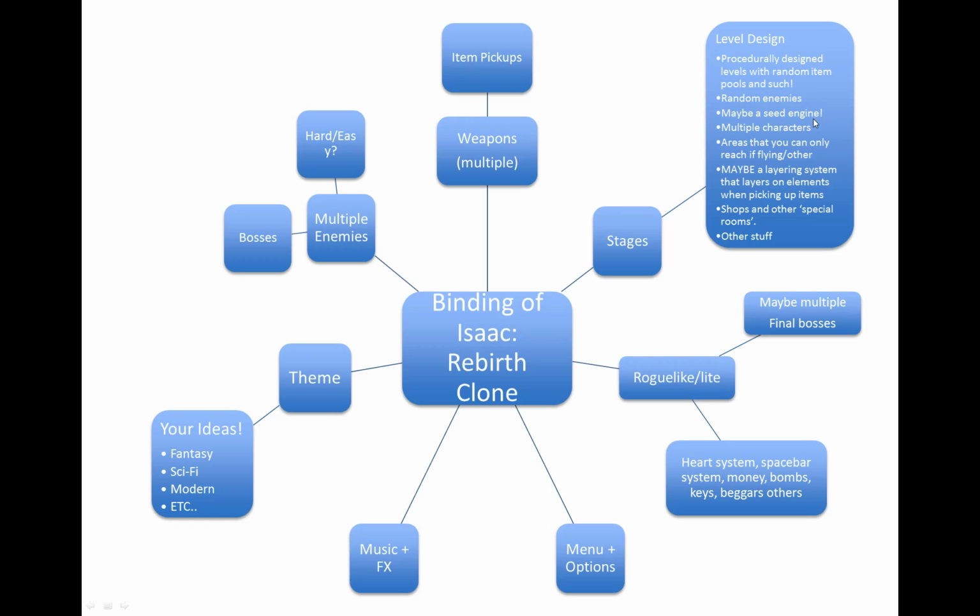Multiple characters. So each character will have their own traits, more health, less health, all that stuff. Areas they can only reach if flying, plus other things. For example, maybe there's a swimming technique, maybe there's flying, whatever. We can go for that.